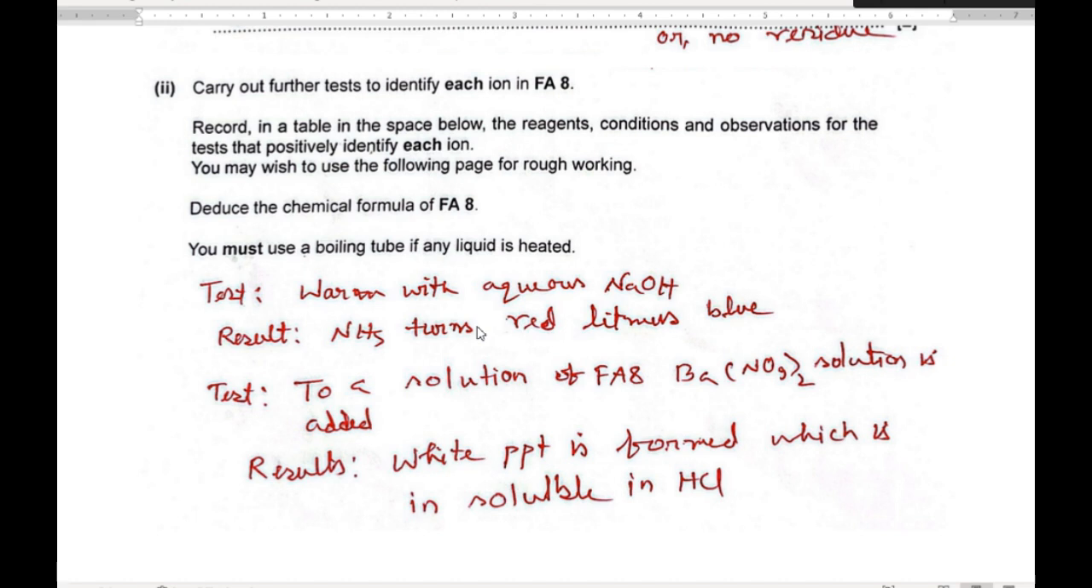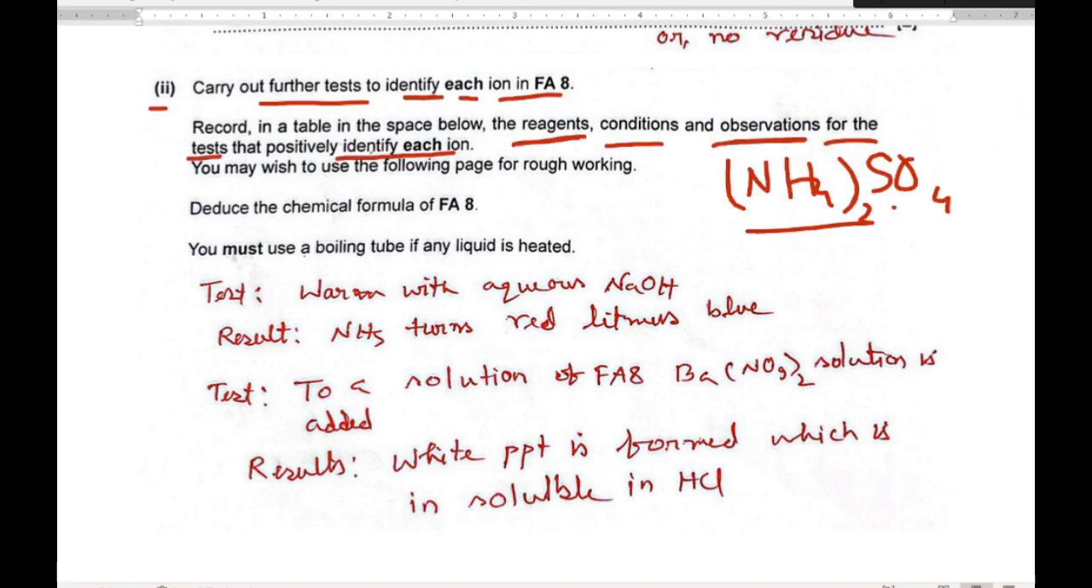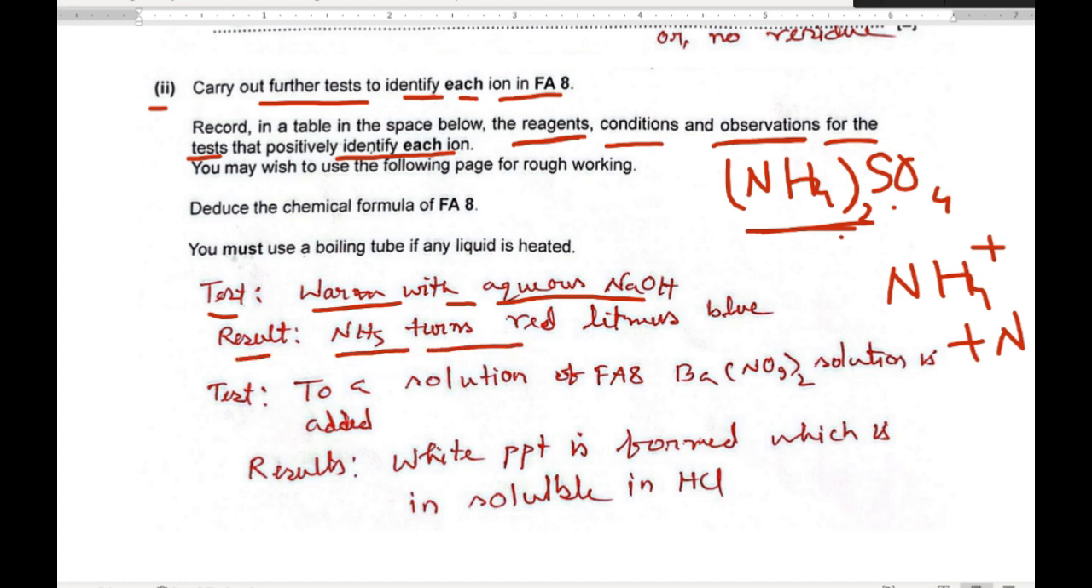So first, ammonium ion. Now the further test, you know, for ammonium ion, the reagent is sodium hydroxide. So test: warm with aqueous sodium hydroxide. Result: ammonia gas is produced which turns damp red litmus paper to blue. So this is the further test for ammonium ion. You detect ammonium ion.